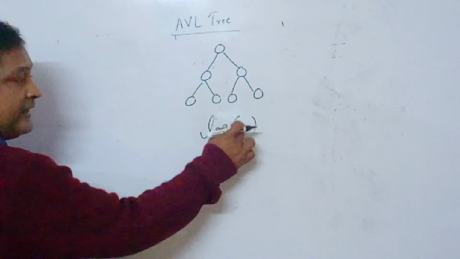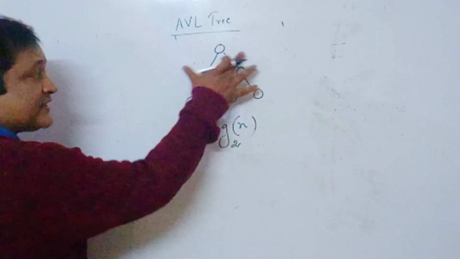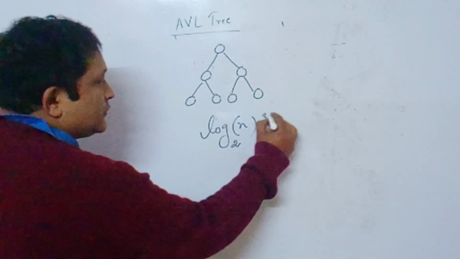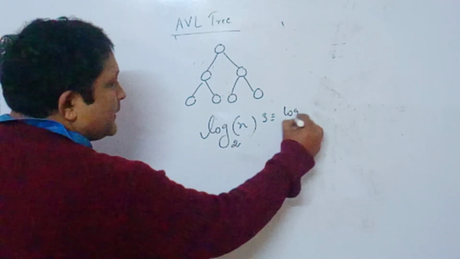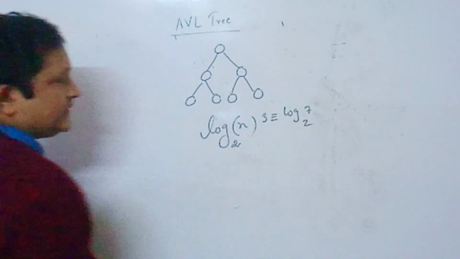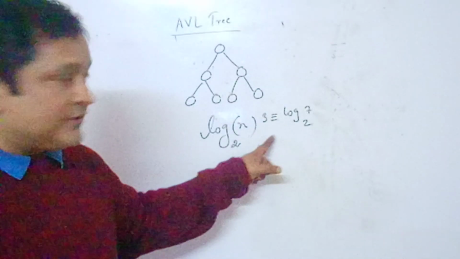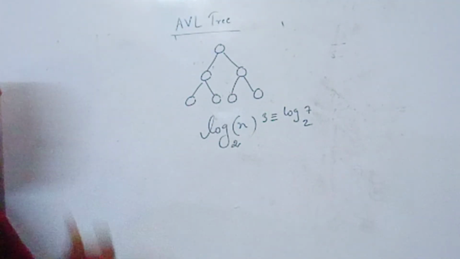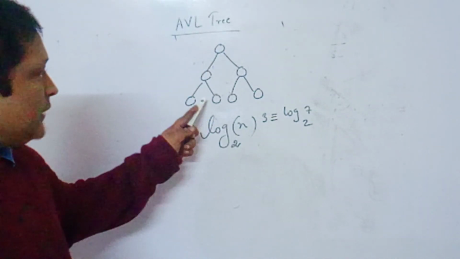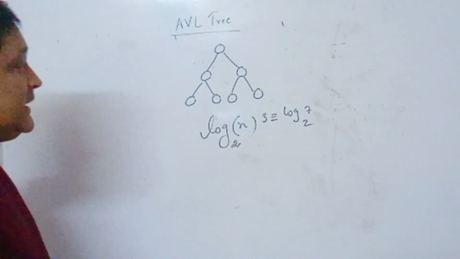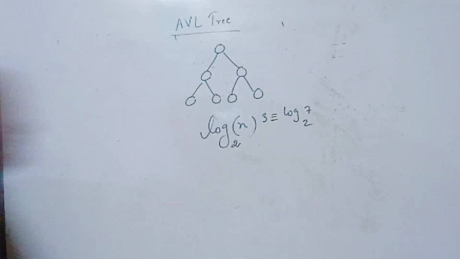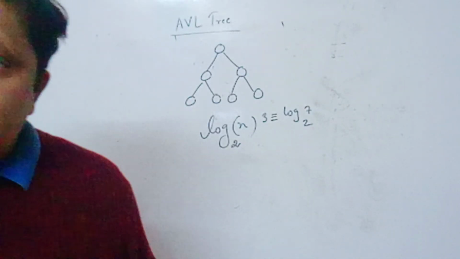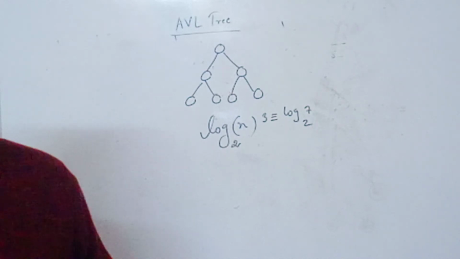So if n is 7, a total of 7 nodes, we have 3 levels. 3 is almost equal to log 7 base 2, but not exactly, because log 8 base 2 is 3, since 2 to the power 3 is 8. So the minimum depth or minimum time complexity that we have is log n base 2. That is in the best case or in the average case.